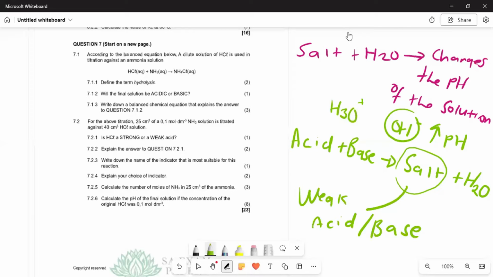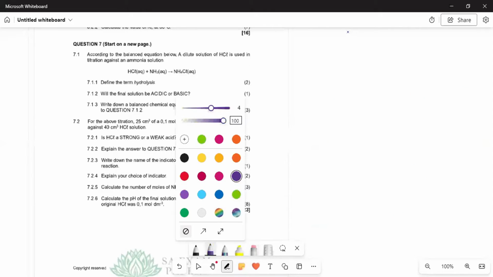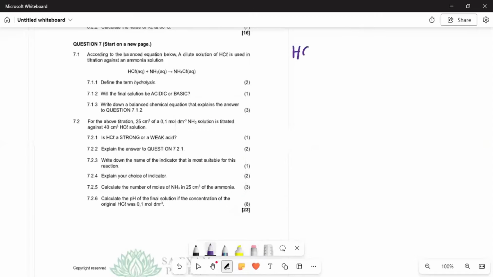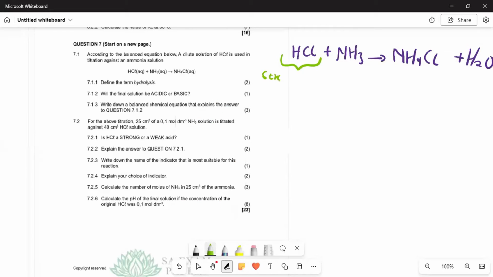Now, let us try and analyze the given reaction that we have here. In this reaction, we have hydrochloric acid reacted with NH3. As a result, NH4Cl is formed, which is our salt, and water would also be a product. Why is that? First, hydrochloric acid is an acid, or rather, a strong acid.